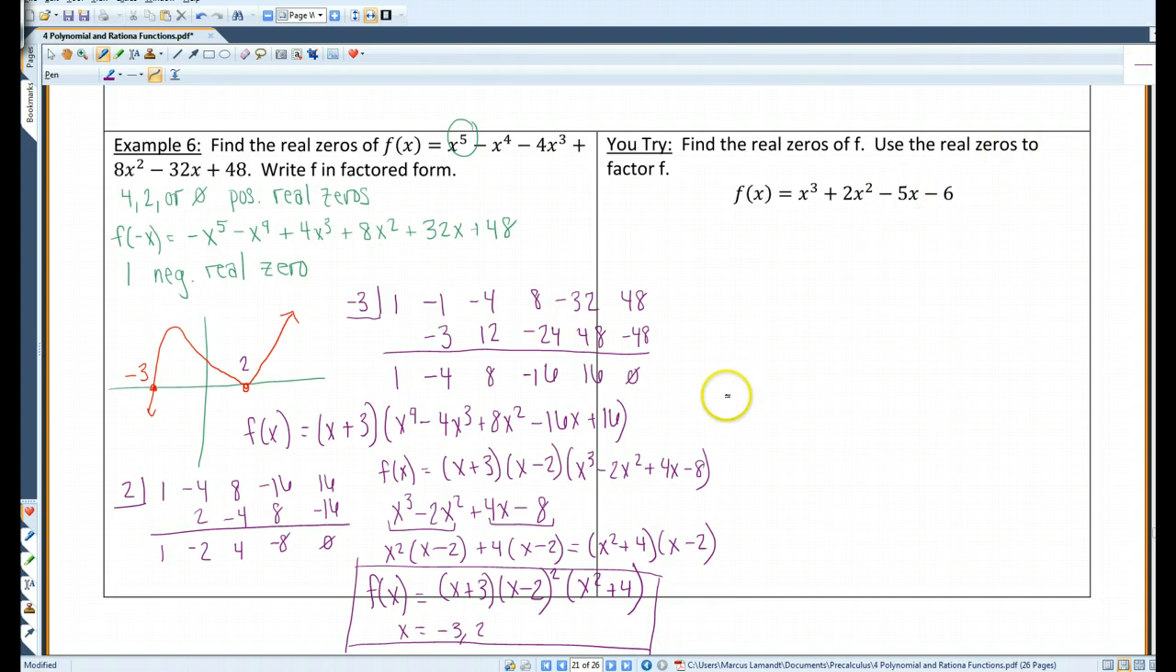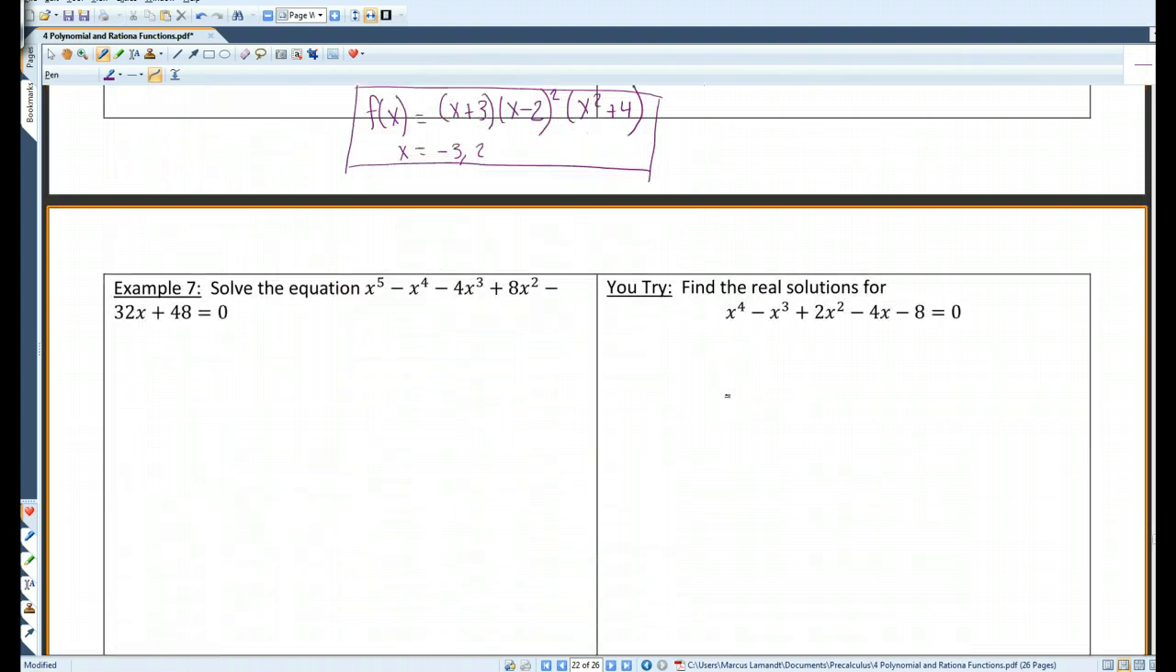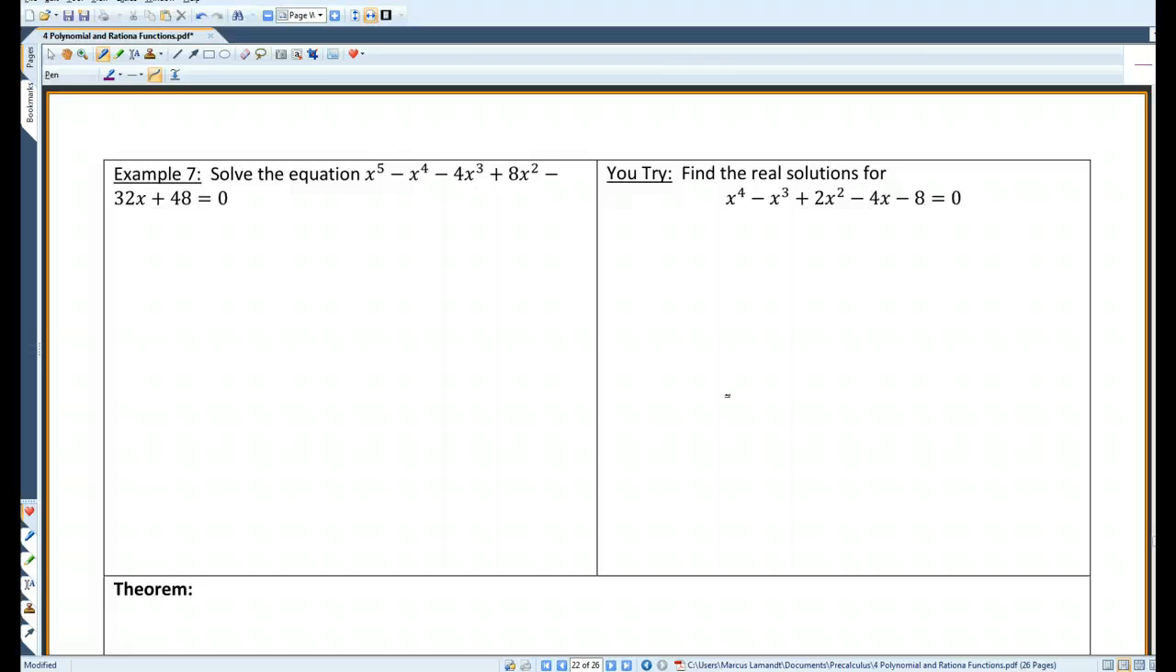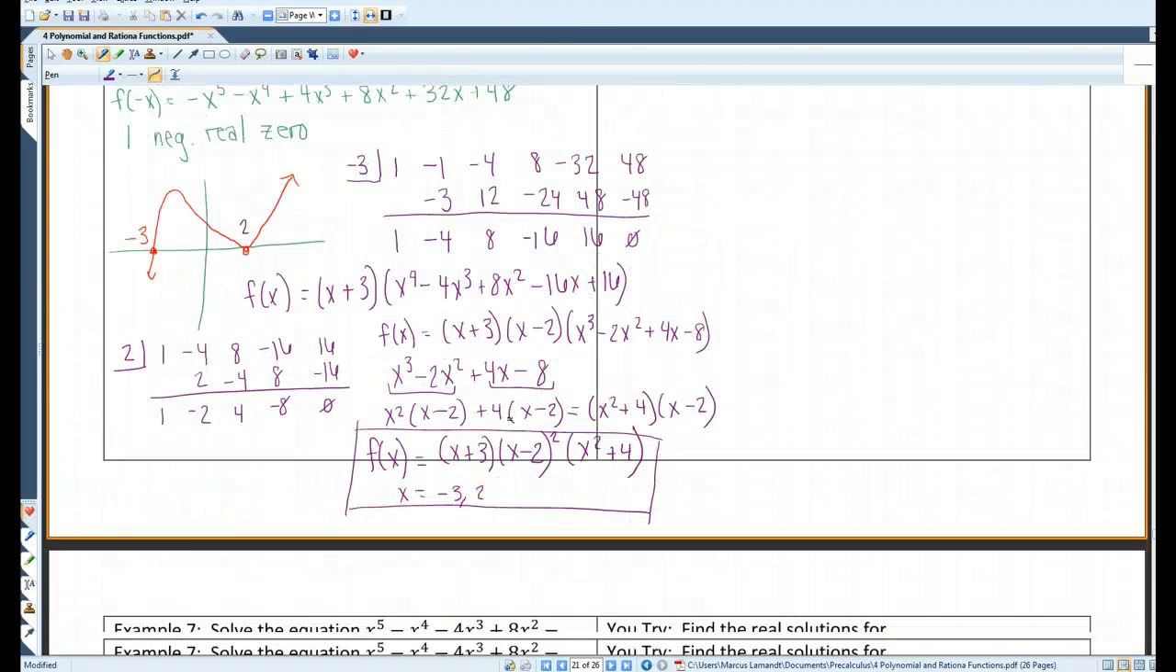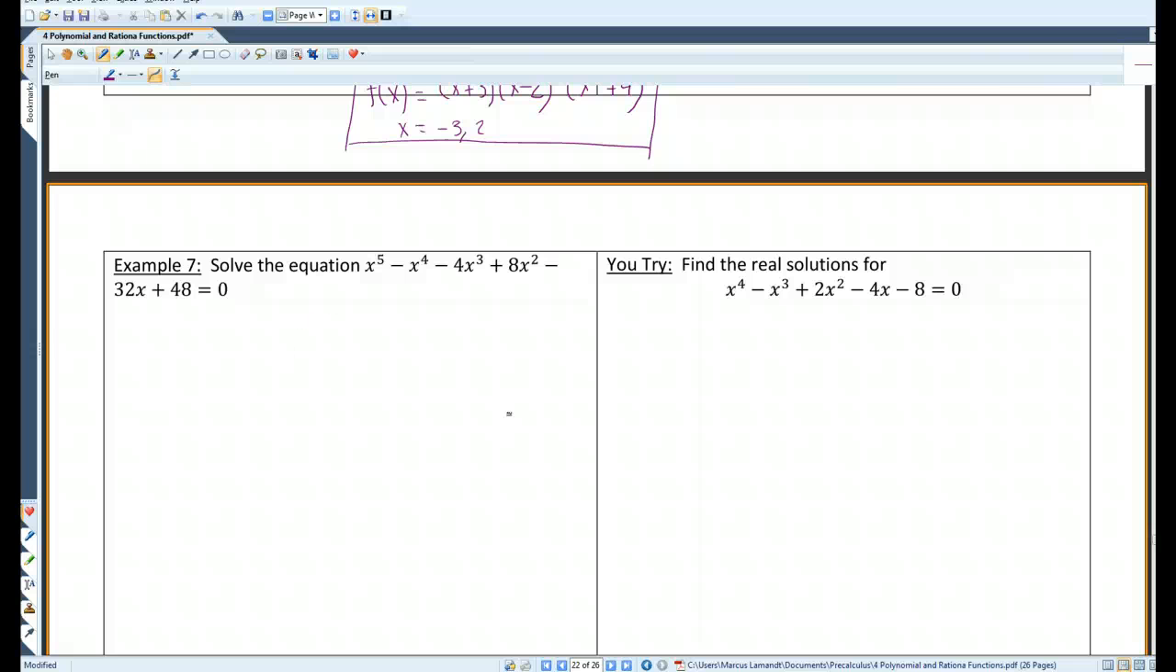I'll let you guys do this one over here. Alright, solve this equation. The solutions of this equation are basically just the zeros. So we're going to do the same thing again. And, oh, you know what? I think this is just this equation from up here. Yep, it is. So, we pretty much already did it. X equals negative 3 and 2. Because the solutions of this equation are just the zeros, or when you factor it.